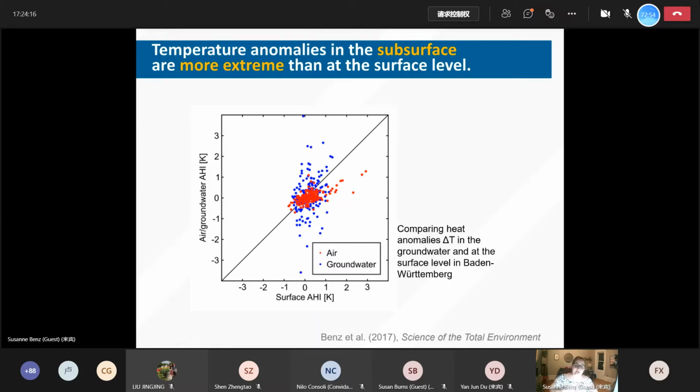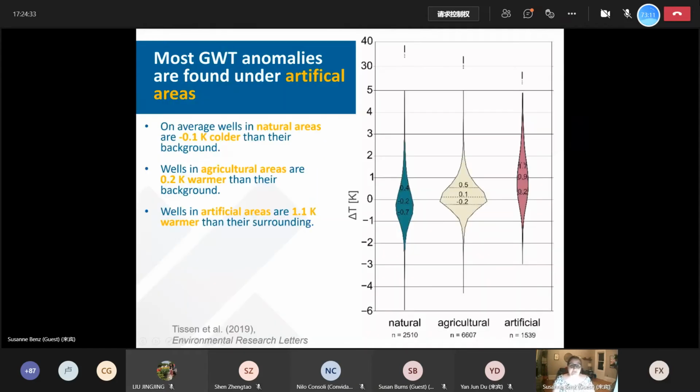So if you think your city is hot above the surface in your living room, go 10 meters down and groundwater will be a lot warmer than what you're seeing at the surface, because groundwater temperature extremes are more extreme than surface temperature extremes.